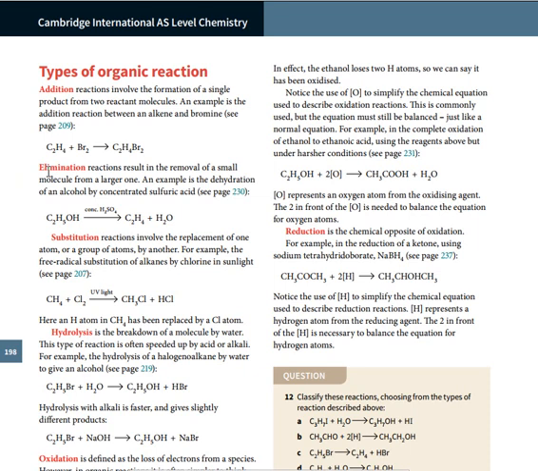In elimination, you have instead a loss of certain groups of molecules. For example, alcohol in the presence of concentrated sulfuric acid at 180 degrees causes elimination to produce C2H4. Then we have the substitution reaction. Usually the first step occurs via a homolytic fission, and the next step is hydrolysis.